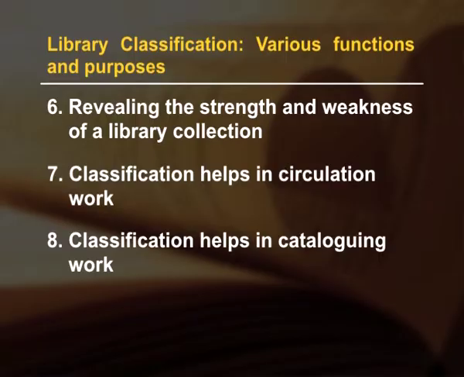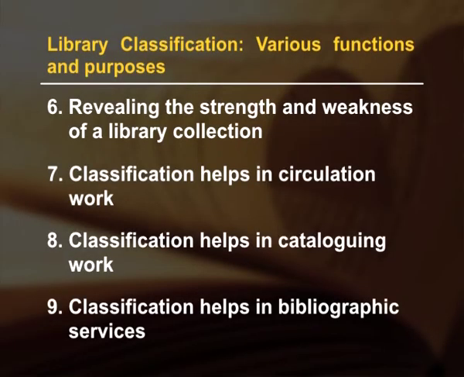Eighth, classification helps in cataloging work. Generally, a book is first classified and then catalogued. The class number helps the subject cataloger to prepare class index entries according to the chain procedure. When a printed list of subject headings is used to generate subject entries, the class number gives a hint of the specific subject. The entries of the classified part in a classified catalog are arranged according to the call numbers or class numbers.